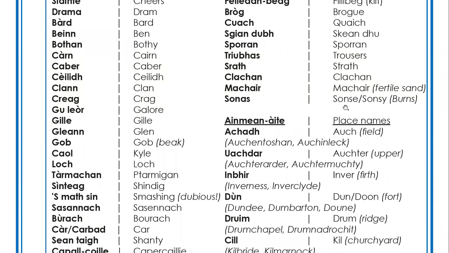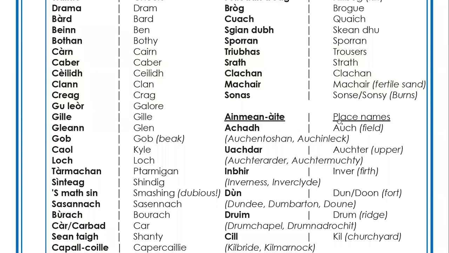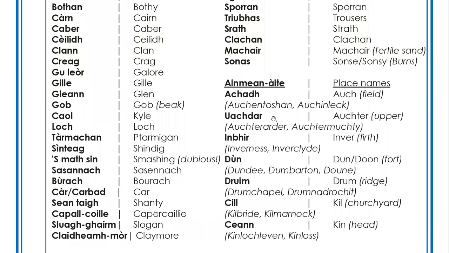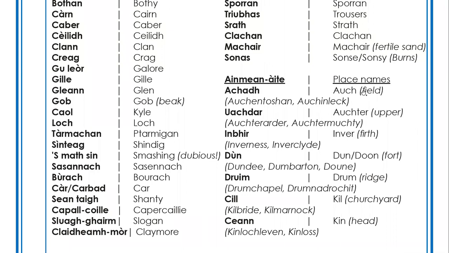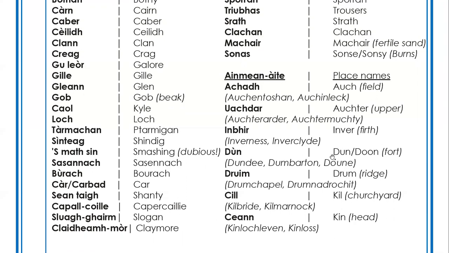So, Gaelic place names all over Scotland reflect the widespread use of the Gaelic language at one point. So, you see place name element Ach, Achintoshin, Achinlech, Achadh. Achadh is a field, and that's often just shortened to ach or och. Achadh is a field in Gaelic. Achter, you see in place names. Achter Arder, Achter Machti. And this comes from uachdar. Uachdar, which is the upper part of something. It's also a word for cream, the upper part of milk, I suppose.